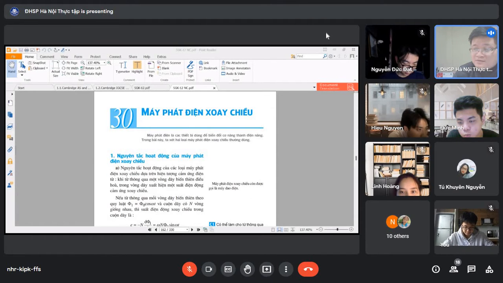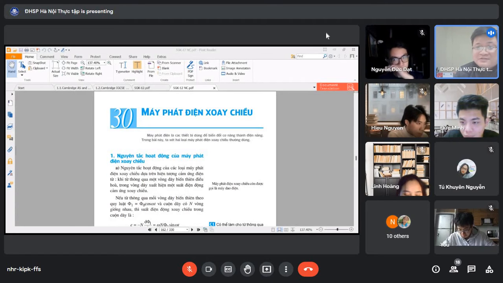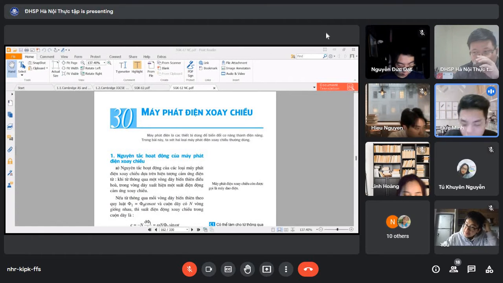So, can you say something more? What is the technical component of a generator? An electrical generator includes at least two parts. So what is the first one and what is the second one? The rotor and stator. Yeah, something like that.